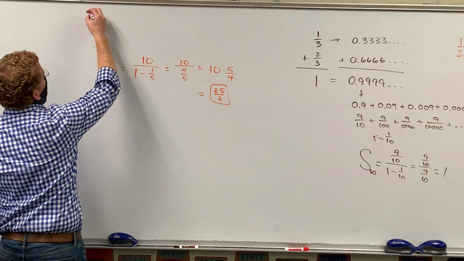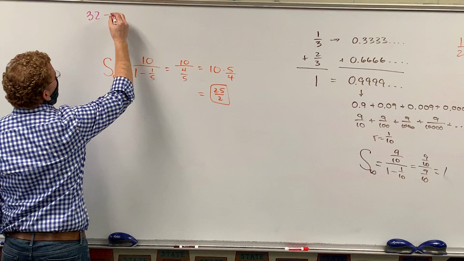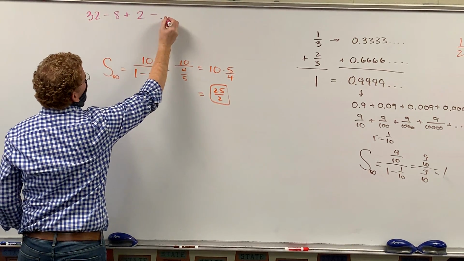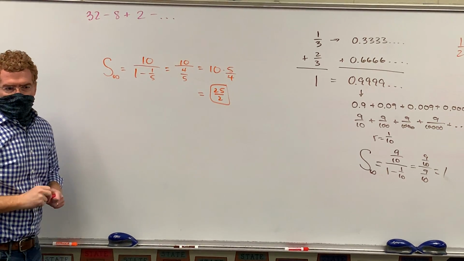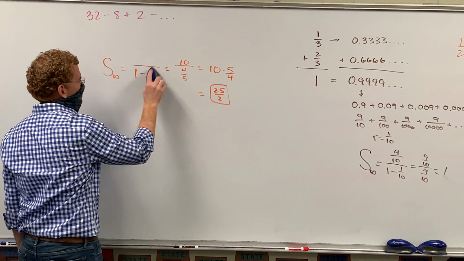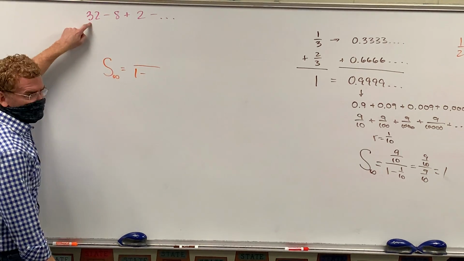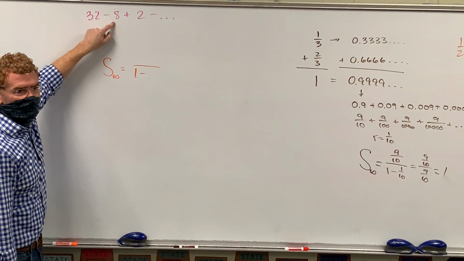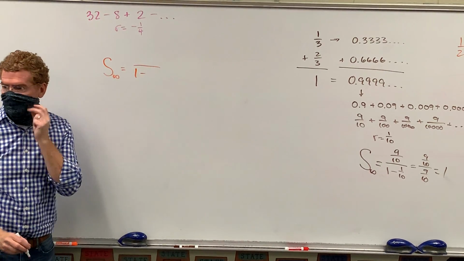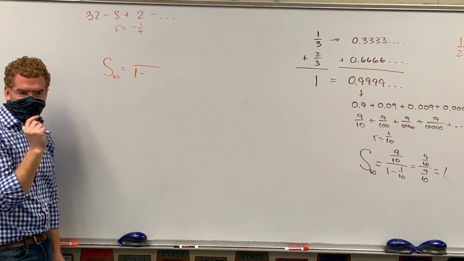What if I said 32 minus 8 plus 2 minus dot, dot, dot? Is this geometric? Yeah. How do you know? Because you check the ratio, right? That over that is negative 1/4. That over that is negative 1/4. So my ratio is negative 1/4. And if my ratio is negative 1/4, it's in between negative 1 and 1. I can add this, the infinite terms, right?